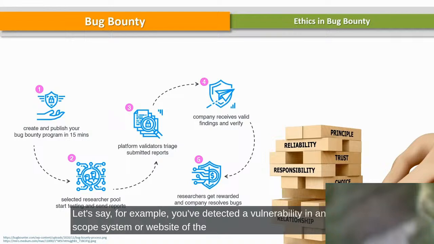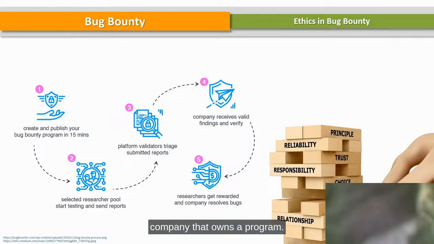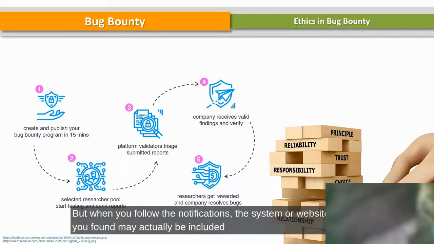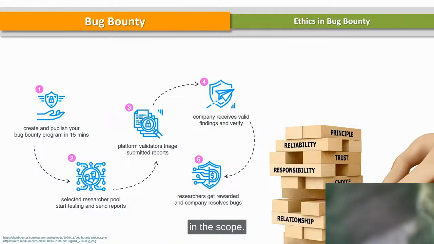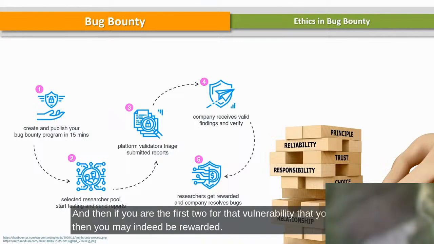Let's say, for example, you've detected a vulnerability in an out-of-scope system or website of the company that owns the program. Well, you're not going to receive any reward when you report it. You might be doing them a favor. But when you follow the notifications, the system or website that you found may actually be included in the scope. And then, if you are the first to report that vulnerability, you may indeed be rewarded.